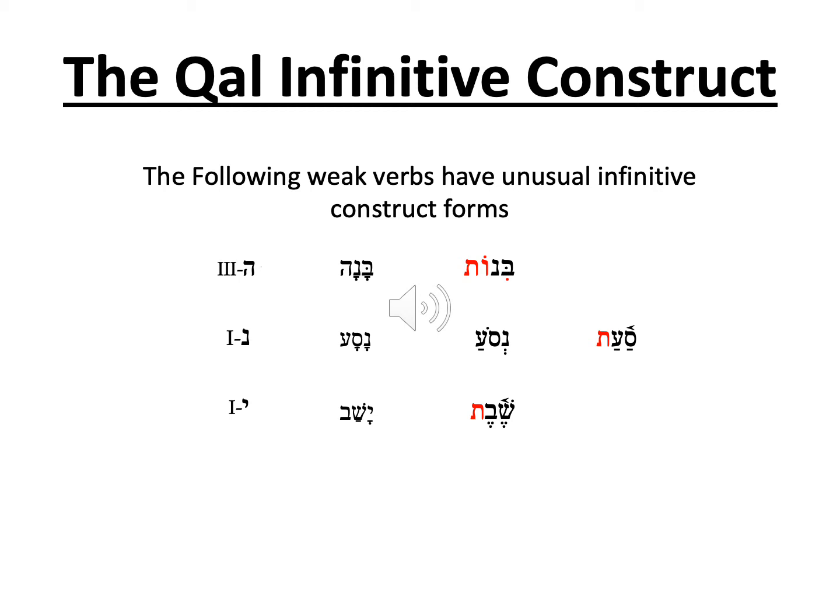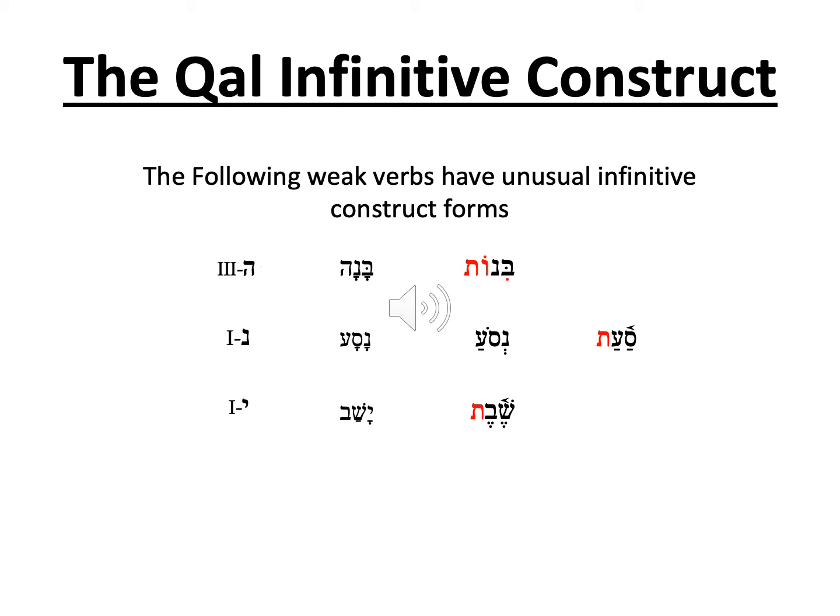I've noted three here. Bana, or all third hey verbs, will have benot, where a holam vav appears, the preformative letter is a hirik, and a tav appears at the end. A one nun verb will maintain the nun in most forms, still putting the holam between the second and third letters, although if it is a guttural, there will be a furtive patach under the final root letter.